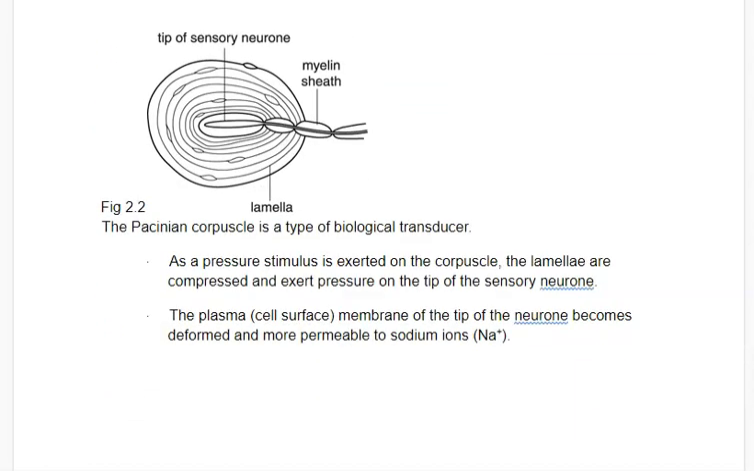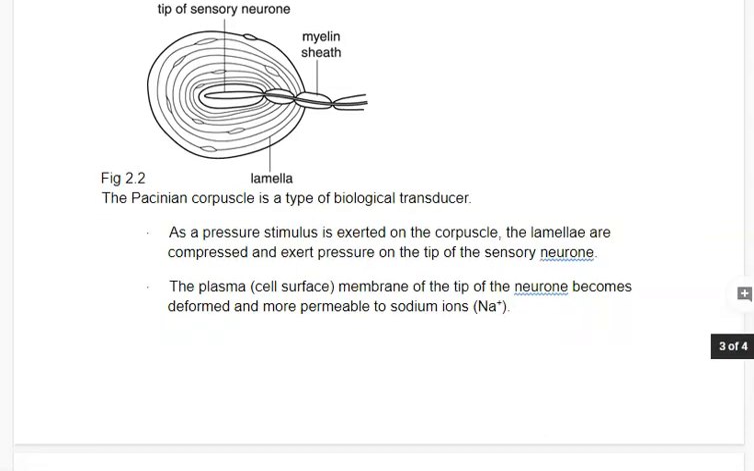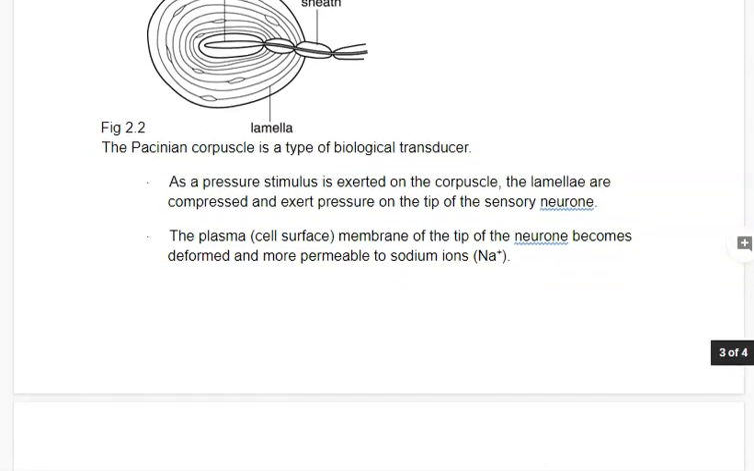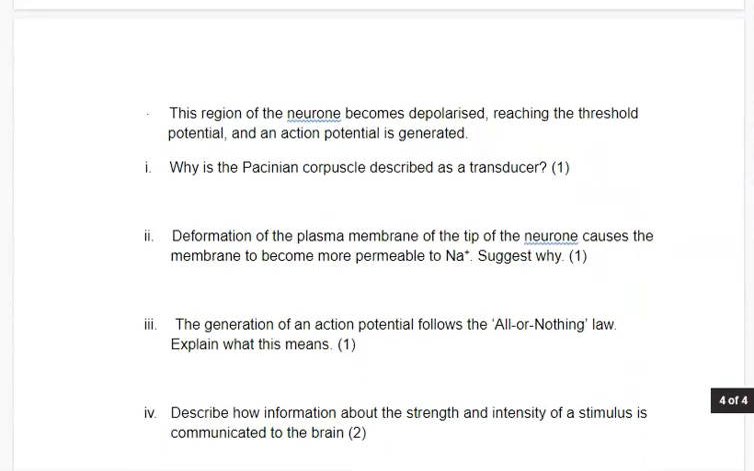And it says to us the pacinian corpuscle is a type of biological transducer. As a pressure stimulus is exerted on the corpuscle, the lamellae are compressed and exert pressure on the tip of the sensory neuron. The plasma cell surface membrane on the tip becomes deformed and more permeable to sodium ions. Okay, and we know that that then triggers that action potential. This region of the neuron becomes depolarized, reaching the threshold potential, and an action potential is generated.